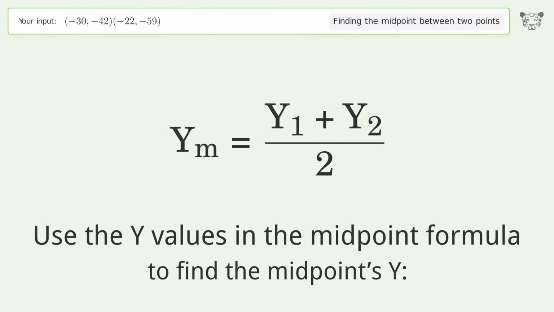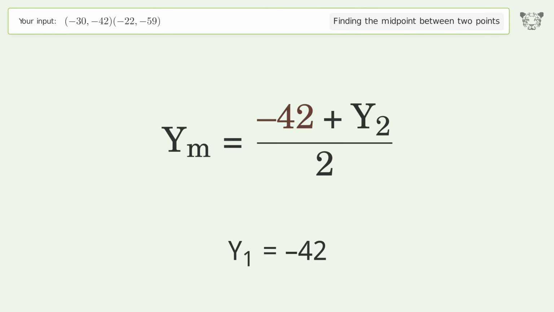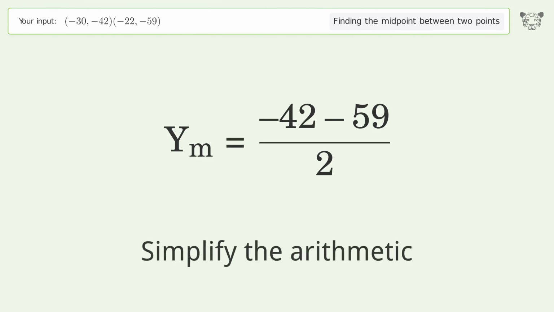Use the y values in the midpoint formula to find the midpoints y. y1 equals -42. y2 equals -59. Simplify the arithmetic.